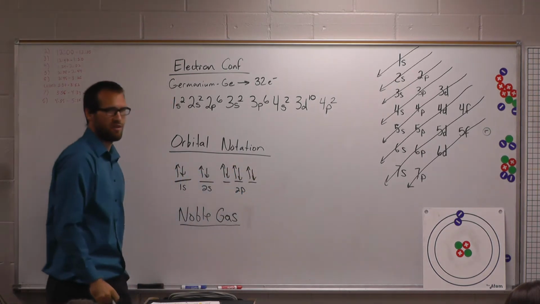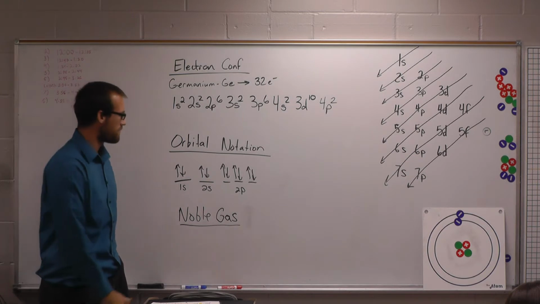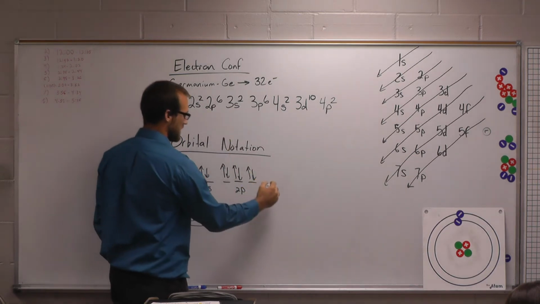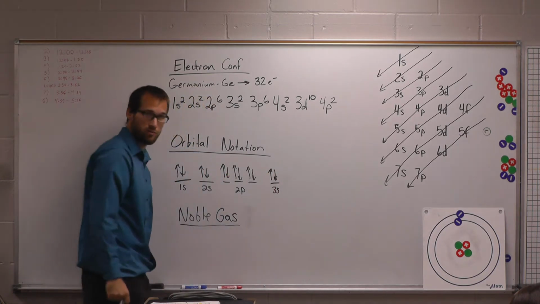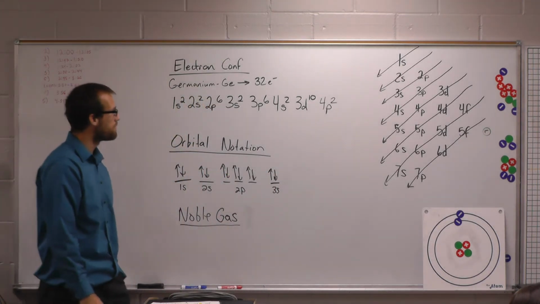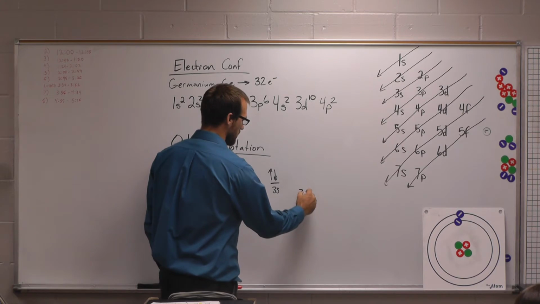2 each. This takes forever. I hate orbital notation. Orbital notation is not the most convenient. Okay, then comes 3s. That only has 1 orbital, correct? S only has 1 orbital, right? Yep. Does it matter if you put the up arrow or down arrow first? No, it doesn't.